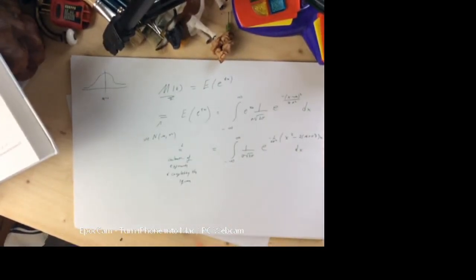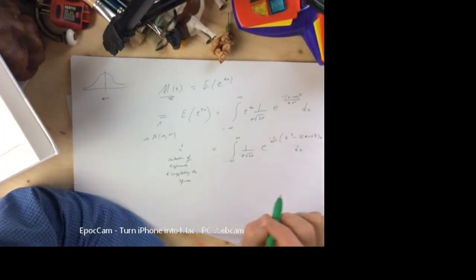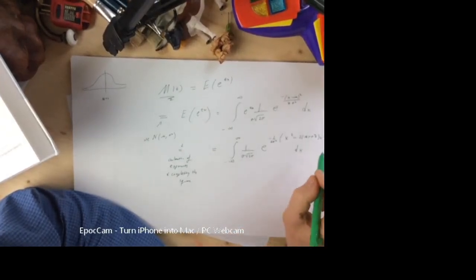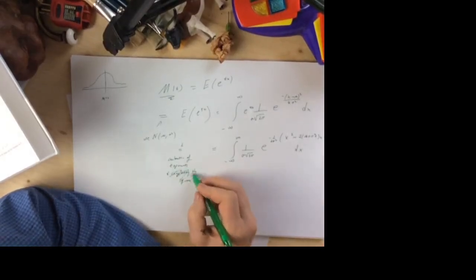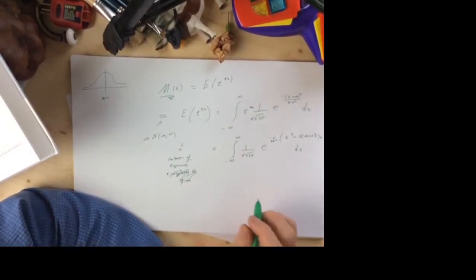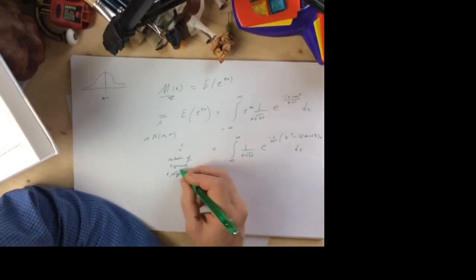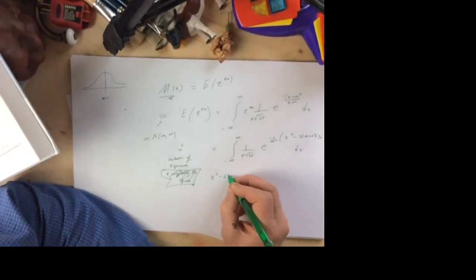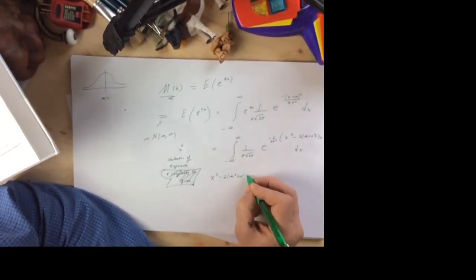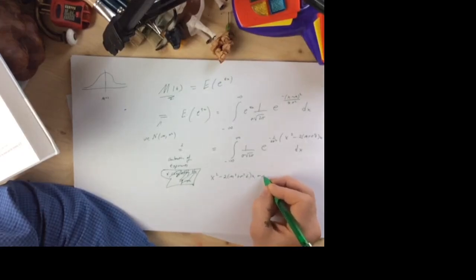Now, did I complete the square yet? No, I haven't completed the square, sorry. So now we're going to complete the square. So we'll bring this back in. Completing the square, x squared minus 2 mu plus sigma squared t x plus mu squared.